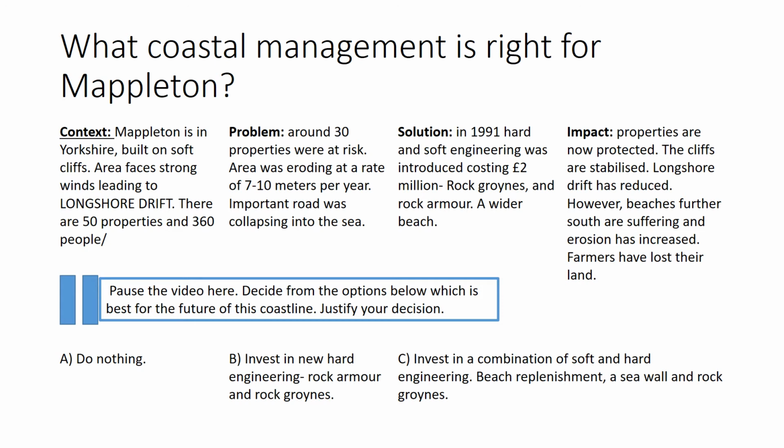Mappleton is built on soft glacial till cliffs. The area faces strong prevailing winds that lead to longshore drift, moving material from north to south. There are 50 properties in the village and approximately 360 people live there. It's also very popular with tourism, and there is much rich, fertile agricultural land.